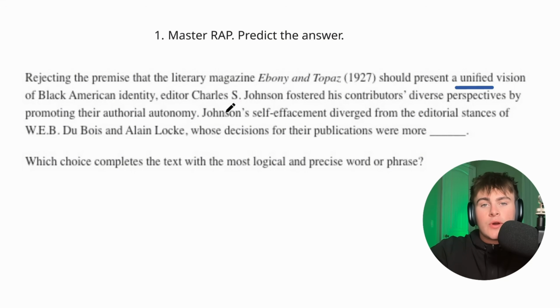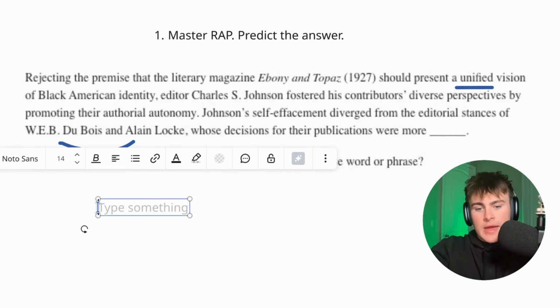This means they can all do their own thing. So he is fostering their perspectives by letting them all chime in. They're all putting their opinions in. He does not want a unified vision. Perfect. Now, Johnson's self-effacement diverged from the editorial stances of these two people whose decisions for their publications were more blank. So Johnson likes diversity, okay?